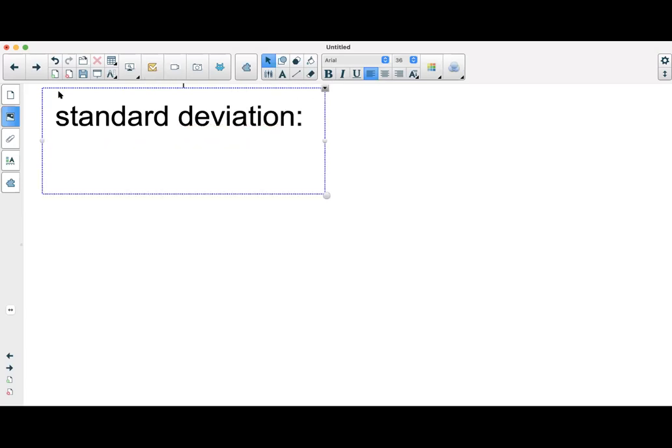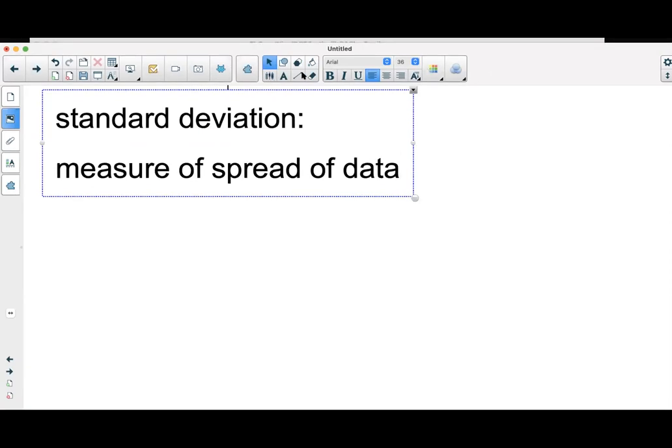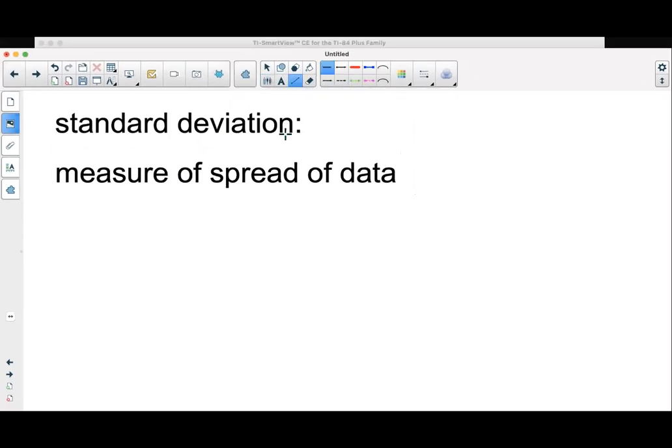What is a standard deviation? It's a measure of the spread of data. Meaning, a higher standard deviation means the data is more spread apart from the mean. So, for example, I'm going to give you three pictures. You tell me which one has the highest standard deviation. Okay?